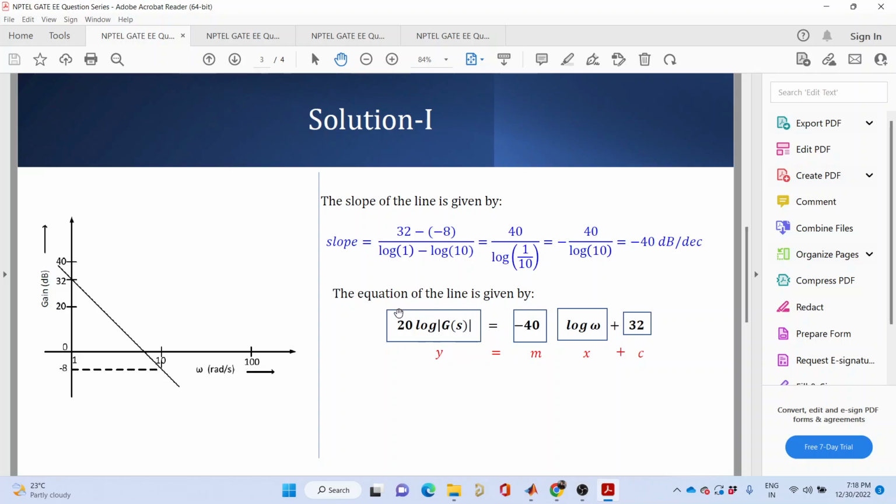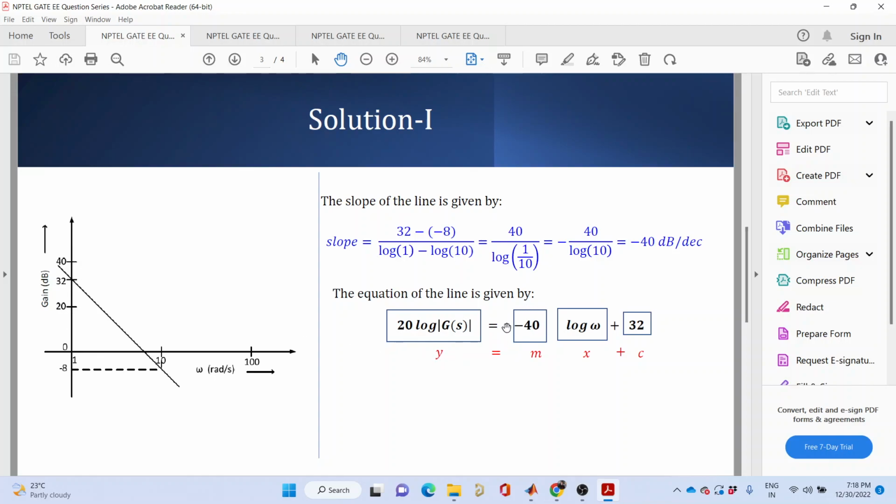Anyways, let us now write the equation of the line. It has been told that the y-axis is in dB. It is a gain in dB, not just the magnitude. So 20 log mod of g of s, because if mod of g of s is the gain of the transfer function, then 20 log mod of g of s is the gain in dB. So this is my y-axis.